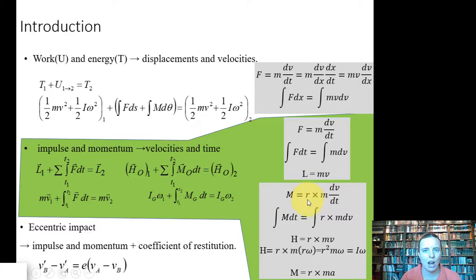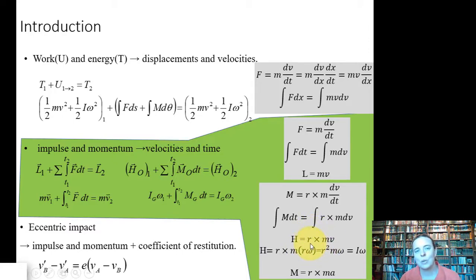So if we just put r cross ma and do the same thing, we bring the dt over, so we can have a moment acting through some kind of time period and look at how that changes our r cross mv, our angular momentum. For some of these problems, we're going to have conservation of angular momentum. You can think of an ice skater pulling her arms in. So initial r cross mv versus final r cross mv, so you change your radius.